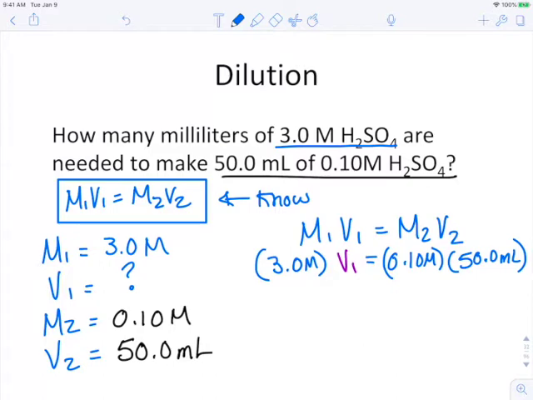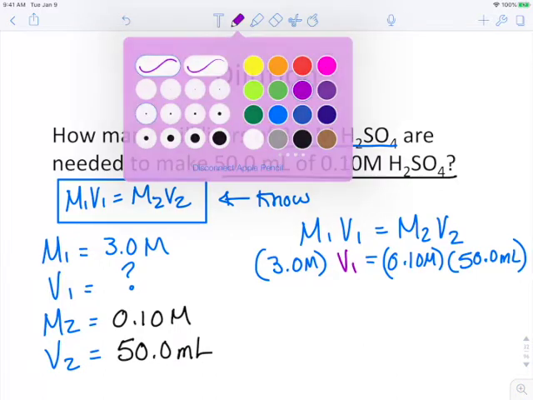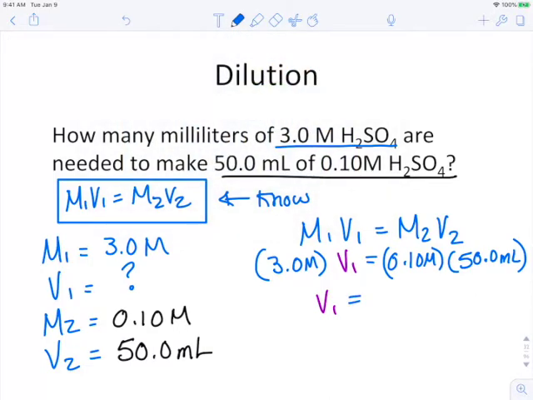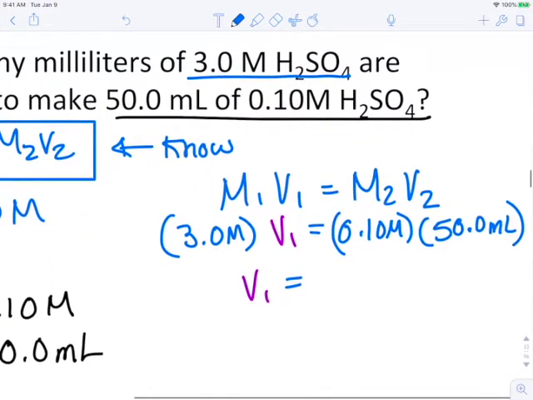All right, go ahead and take a moment and solve for V1. So 0.1 times 50 divided by 3, and just in case that is too small to see, I'm going to zoom in a little for you.